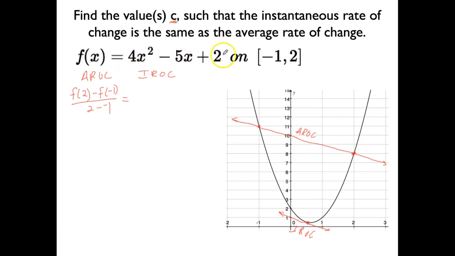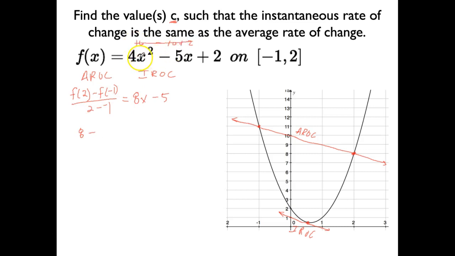So let's take the derivative, because that's what instantaneous rate of change is. 8x minus 5. That's the derivative. Now we're going to try to find this x value where the average rate of change is equal to instantaneous. That's what we're going to be calling the C value, okay? So let's figure out what this is. f of 2, we're going to plug in 2. That's going to give us 4 times 4 is 16 minus 10 plus 2, so it's going to be 6 plus 2 is 8.